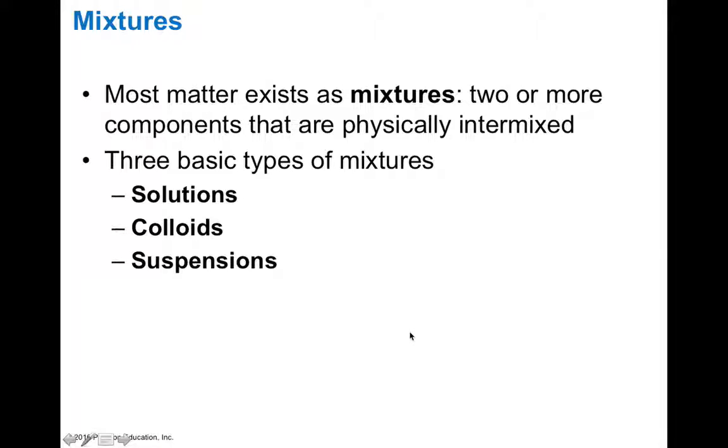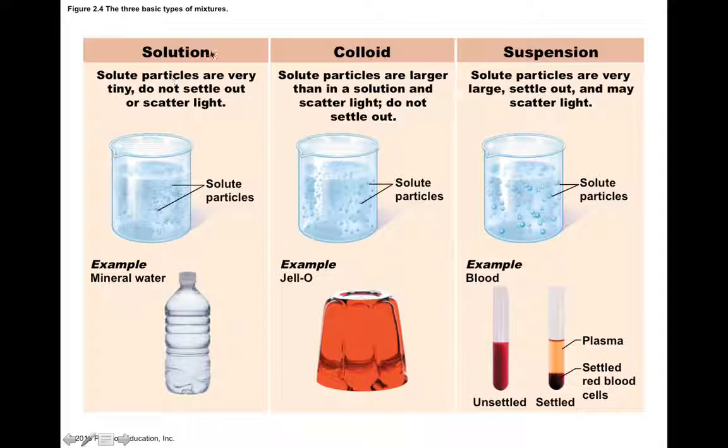Now, mixtures are basically where you have different types of matter that are all mixed together, and they're physically intertwined or mixed. There are 3 different types of mixtures that we'll encounter in biology. That includes solutions, colloids, and suspensions. So a solution is when solute particles are very tiny. They don't settle out or scatter light.